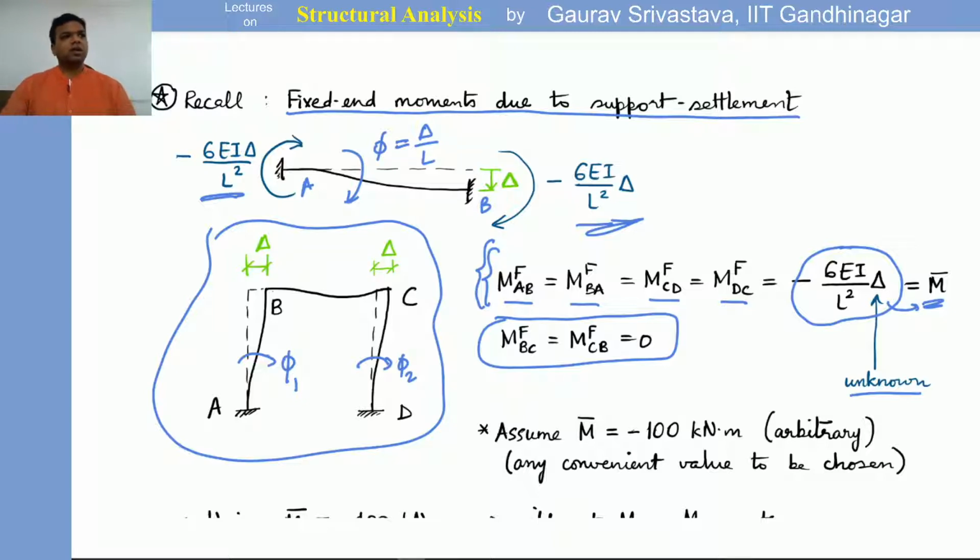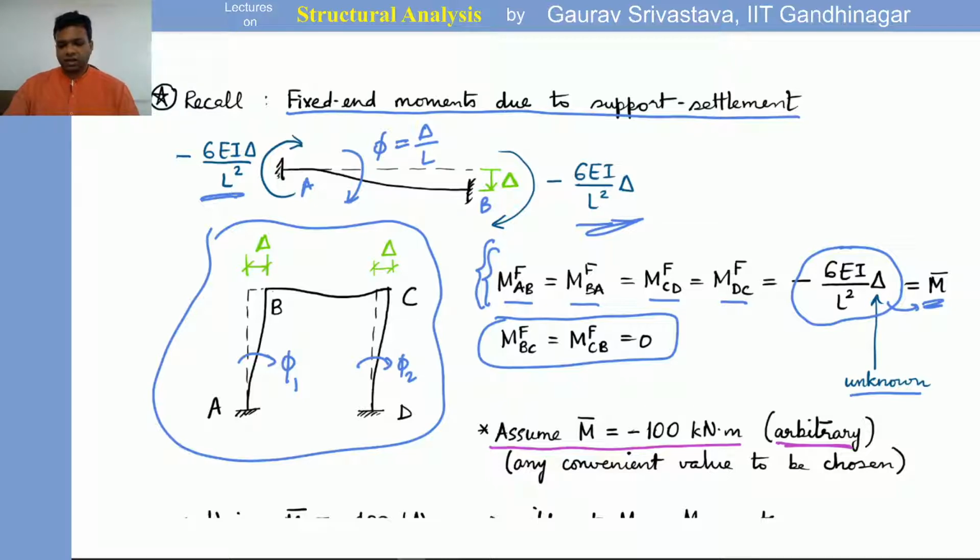Okay, so now in order to proceed, we know that we cannot deal with unknowns in the moment distribution table. So what we do is, and this is very interesting, we assume m bar to be, let's say, minus 100 kilonewton meters, right? Now, this is an arbitrary choice. Any convenient number can be chosen here.